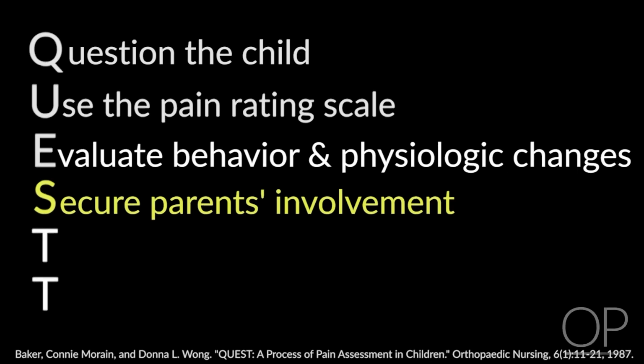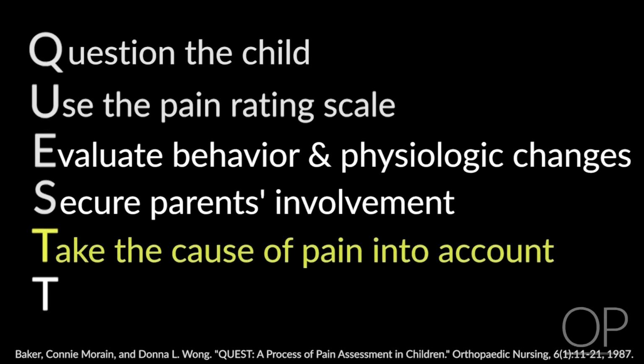S is for secure parents' involvement. As we talked about a moment ago, the parent often is the person who knows the child the best and can really help you decide what the patient's behaviors mean and how much pain they may be experiencing. The first T, there are 2, the first T is to take the cause of pain into account. Again, this may be leading your diagnostic workup, but it's also asking yourself the question, does this make sense? Does this degree of pain fit with what I know about the patient, or do I need to think about something different that might be going on?